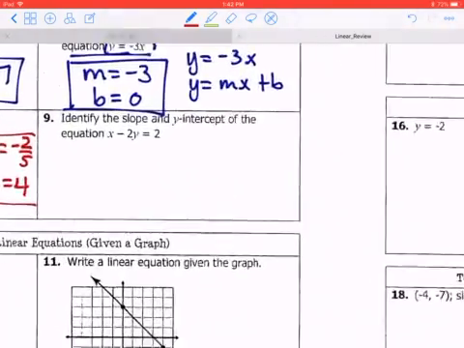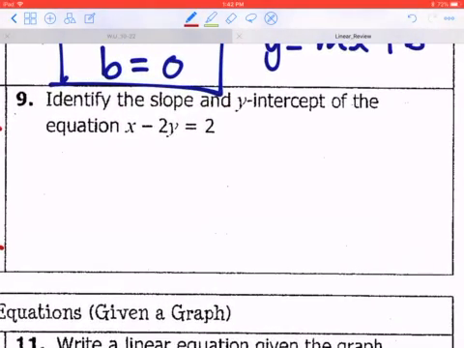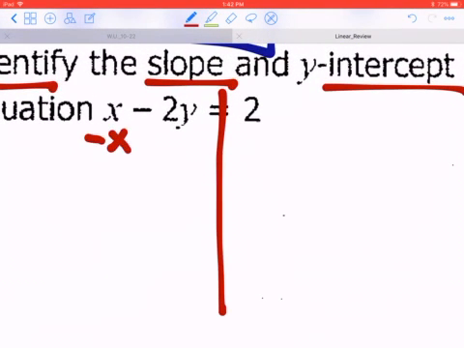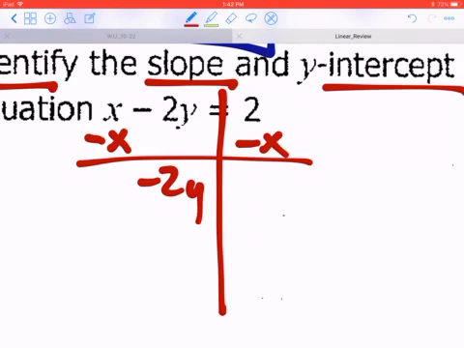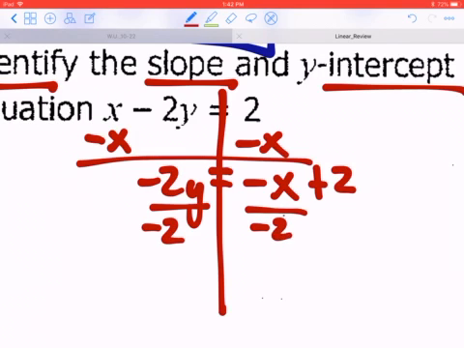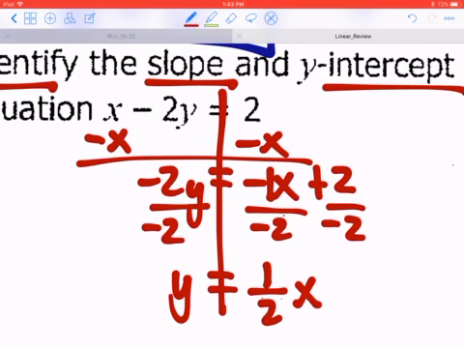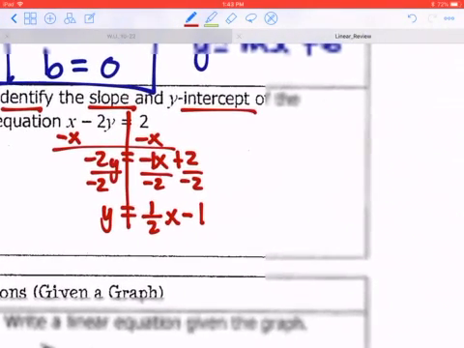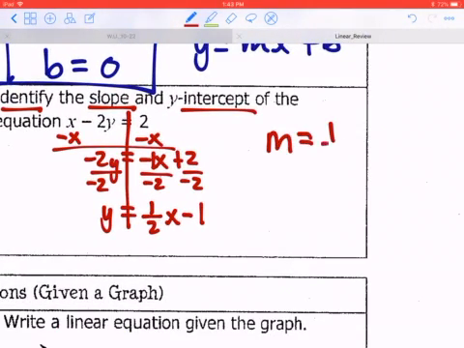If this is too fast, make sure you stop and rewind it. Identify the slope and the y-intercept. Same thing. Subtract the x from both sides. Negative 2y equals negative x plus 2. Divide by negative 2 because we want that to be a positive y. So y equals, negative and negative is positive. This is like saying it has a 1, so 1/2 x, and positive 2 divided by negative 2, negative 1. Now I can identify my slope as 1/2, and my intercept is -1.